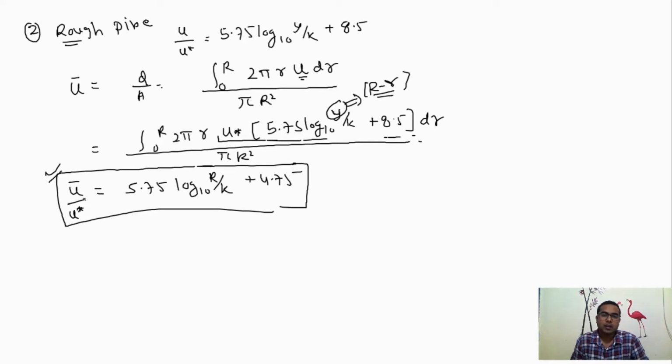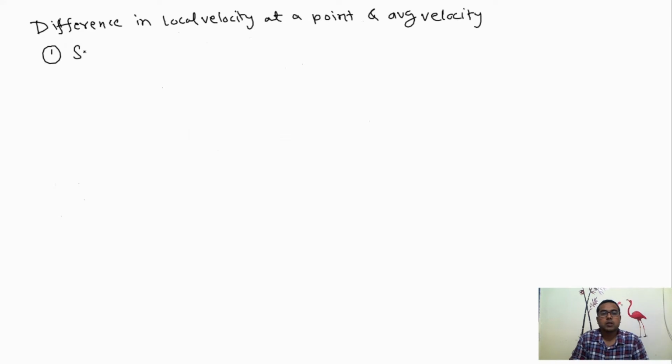Let's see another expression based on the average velocity, and that expression would be the same for smooth and rough pipes. So what is that expression? That is the difference between the local velocity at a given point and the average velocity in the pipe. So let's find it for both pipes, for smooth and rough. For smooth pipe, we have to calculate this thing. Okay, so we know the expression for local velocity and the expression for the average velocity for a smooth pipe. Put these values.